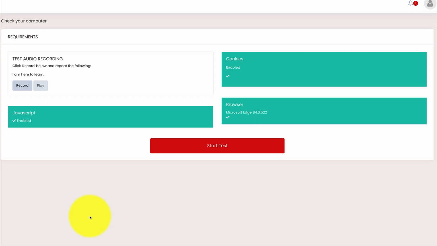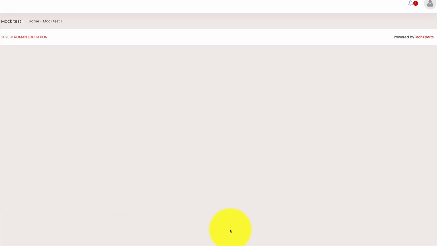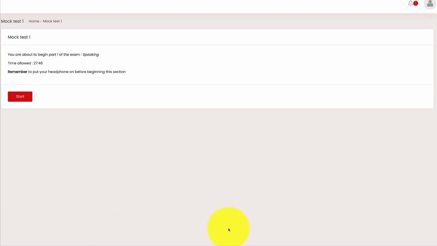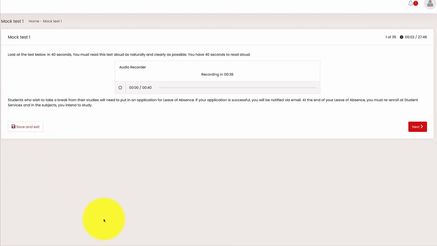Now, let's look at the question types. The first question type you do in your test is called read aloud. So what happens in this question is you will be given a text like this, the one you see here, and your job is to read this text aloud. And usually you will have around 40 seconds to do this. So you will see a recording window here, which shows you how much time is left before the recording starts. So you have 40 seconds most of the times for the recording.